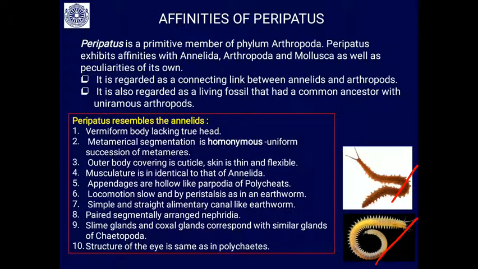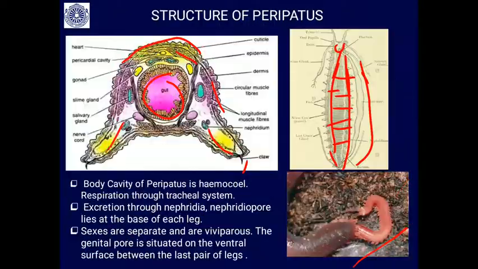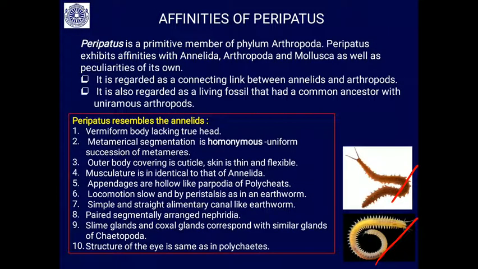Outer body covering, the cuticle, the skin is thin and flexible. It is not chitinous as you see in the arthropoda. Then the musculature is identical to Annelida, the muscles are similar to what you study in a leech or earthworm. The appendages, the legs, are hollow like the parapodia of a polychaete. This is a polychaete. The parapodia, the legs of this earthworm or polychaete, are similar to the legs of the Peripatus.